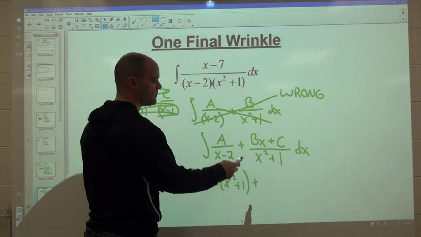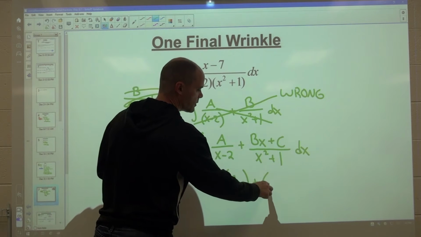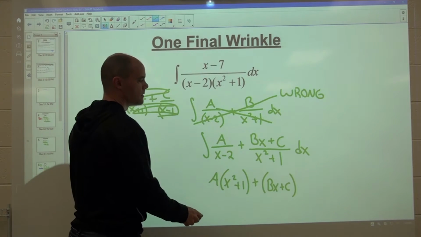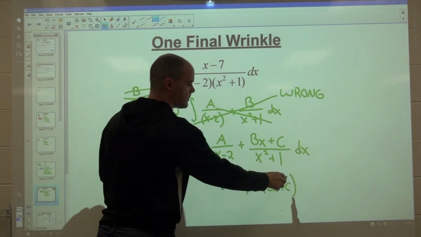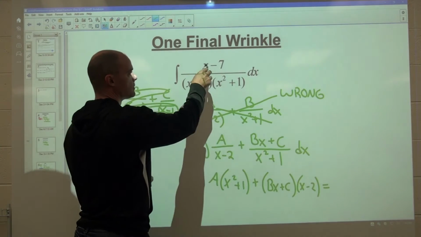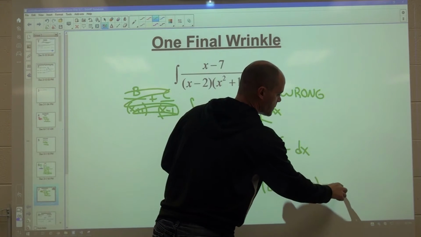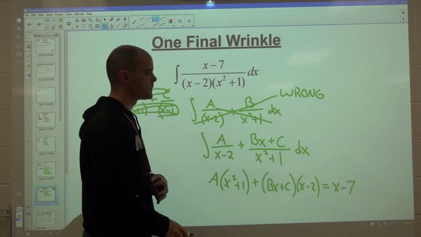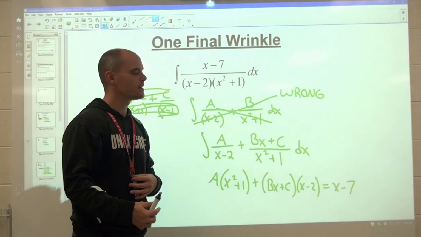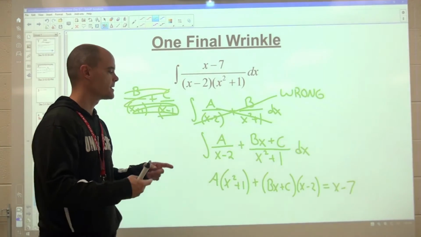And now we have a very tricky situation. We have a quantity, bx plus c, times the opposing denominator. And this is supposed to equal our original numerator. So this leaves us with quite the algebraic headache. However, you guys are up to it. AP Calc students, I'm not even worried about it. You guys can knock this out.